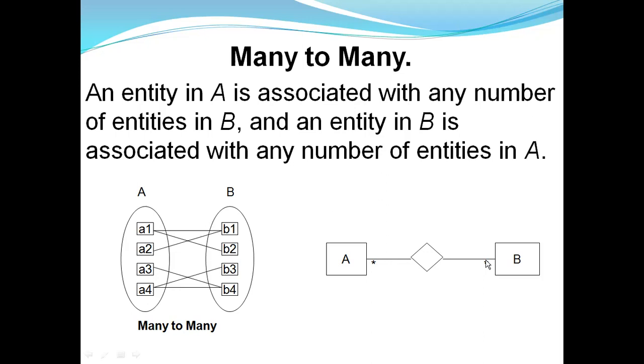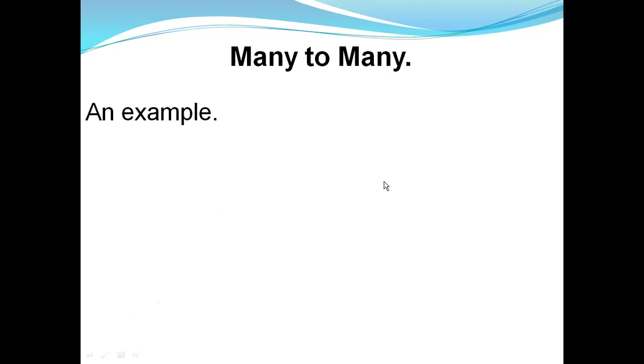Here is also the asterisk. So A is related with B with the cardinalities of many to many. Simple here. Many to many is simple. What could be the example of many to many? We have talked about husband and wife, 1 to 1. We have talked about mother and child, 1 to many and many to 1. What will be the many to many?